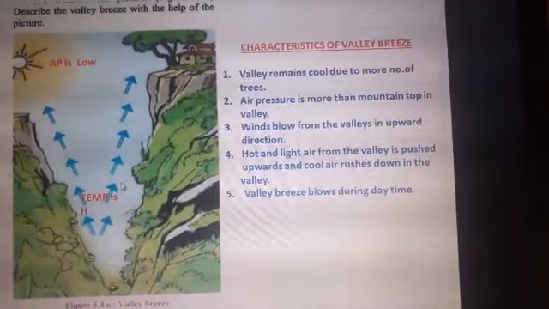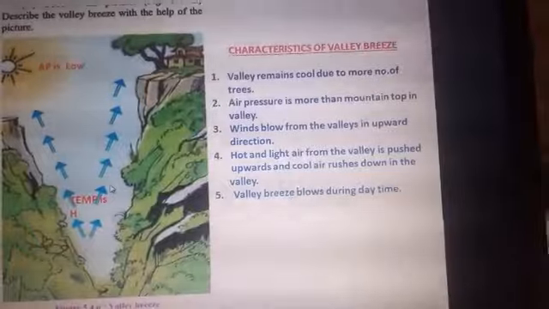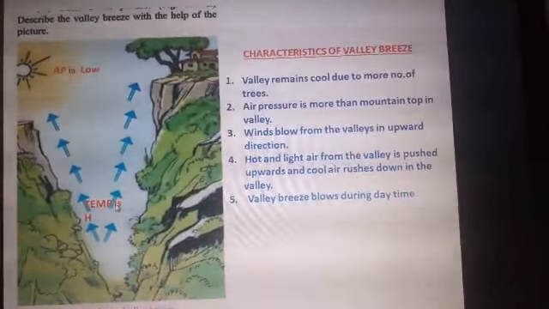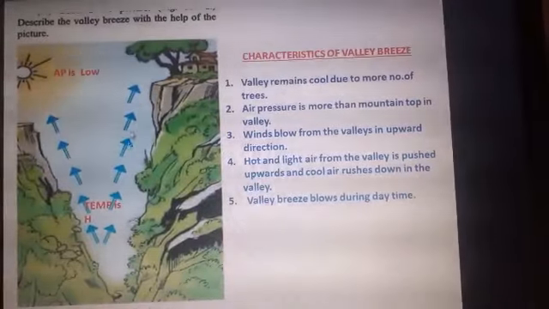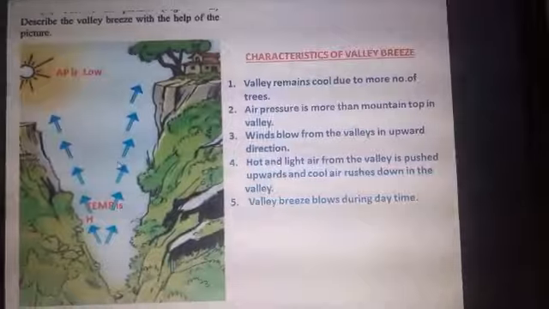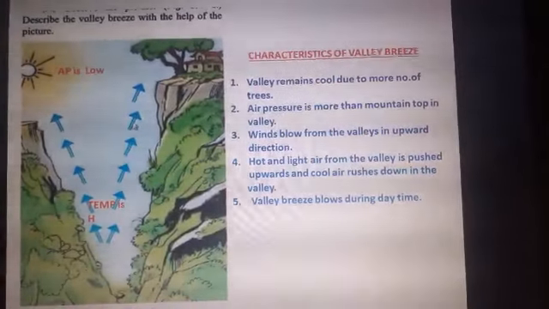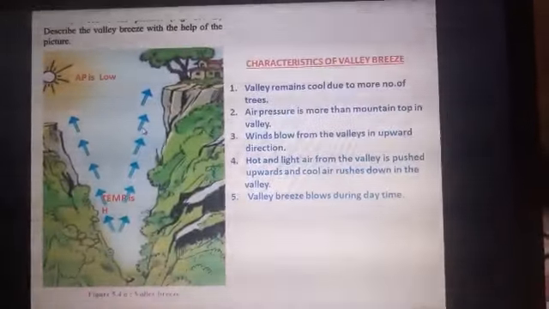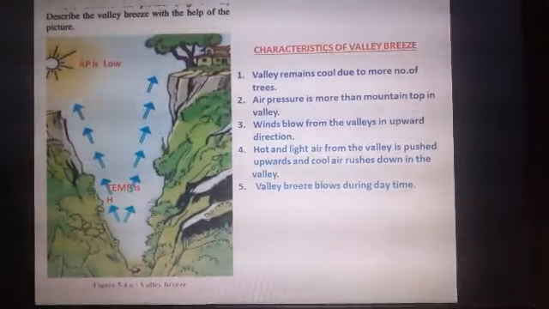अभी यहाँ से क्या हो रहा है? यहाँ से गर्म हवा, and it becomes lighter because the heat of the sun is there. So hot and light air from the valley is pushed upwards and cool air rushes down in the valley. So valley breeze blows during the daytime. So in the daytime, which breeze do we get, children? We get the breeze from the valley.